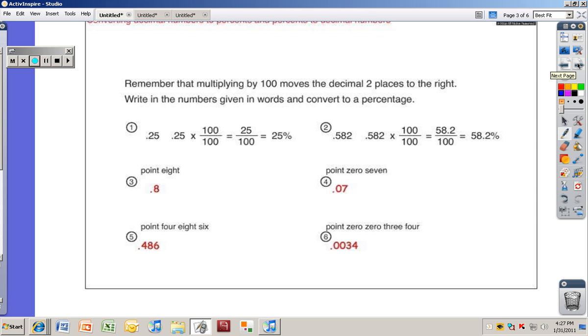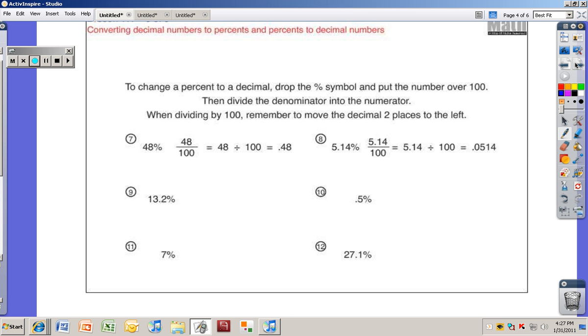Okay, here are the numbers that are filled in. Let's take a look at this first here. To change a percent to a decimal, drop the percent symbol and put the number over 100. Then divide the denominator into the numerator. When dividing by 100, remember to move the decimal 2 places to the left. That's basically all we're doing here. This is 48%, so the decimal point starts here. We move it over 2 spots, and so 48% is equal to 0.48. Simple? Here, 2 spots to the left.